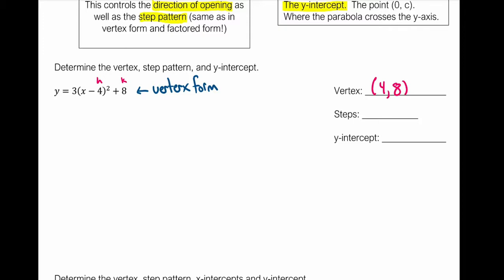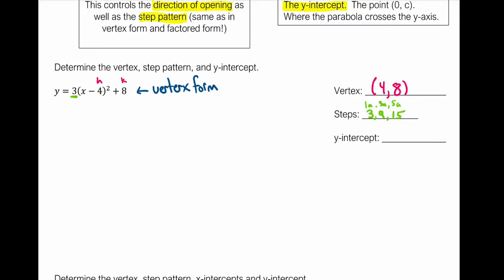The steps, remember, we get from that a value, the number in front. Remember the steps follow the pattern 1a, 3a, 5a. So in this case, 1 times 3 is 3, 3 times 3 is 9, and 5 times 3 is 15.